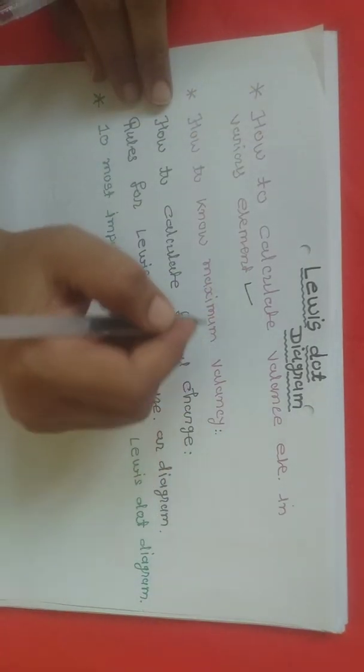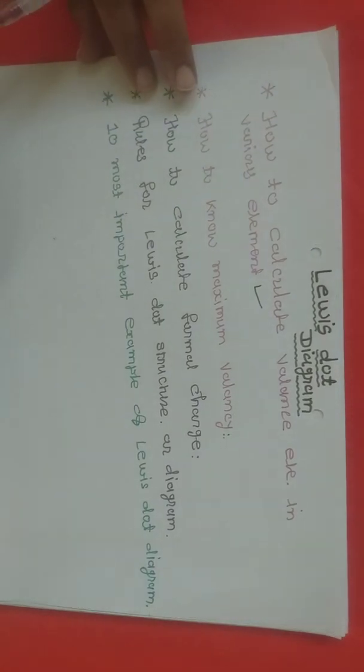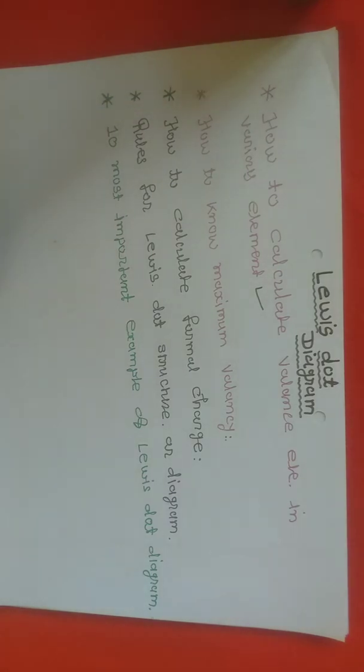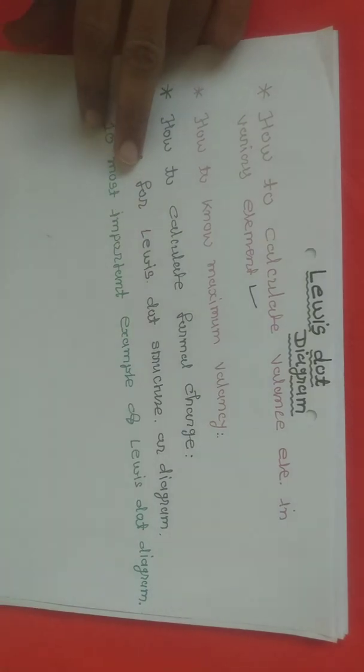Now let us see how to know the maximum valency. To know the maximum valency, again we will use our electronic configuration, because electronic configuration always helps us to know the maximum number of bonds that an element can make. Maximum valency is nothing but the maximum number of bonds that my atom is making.